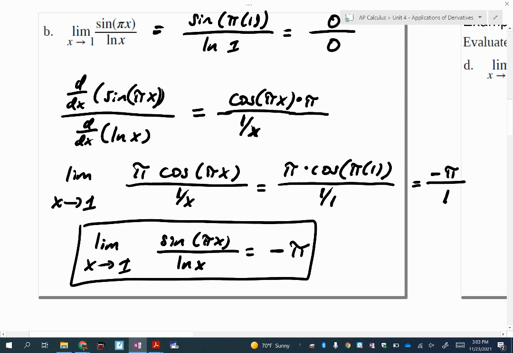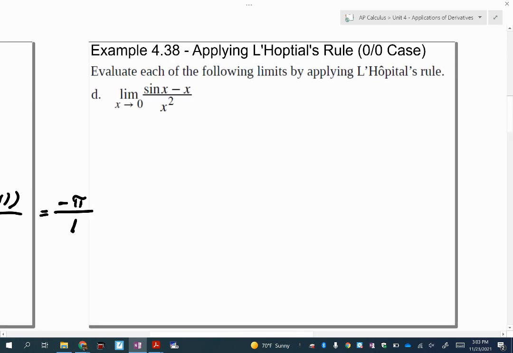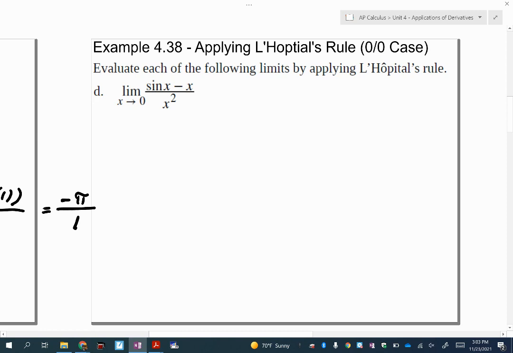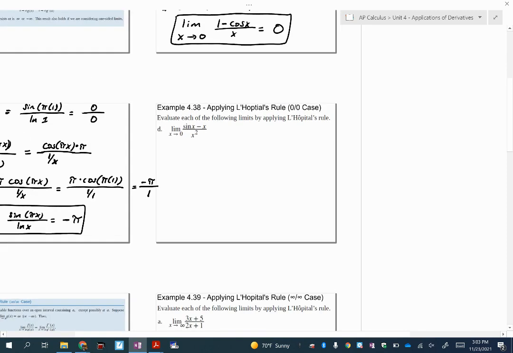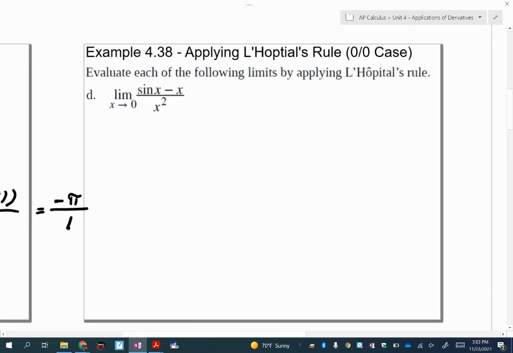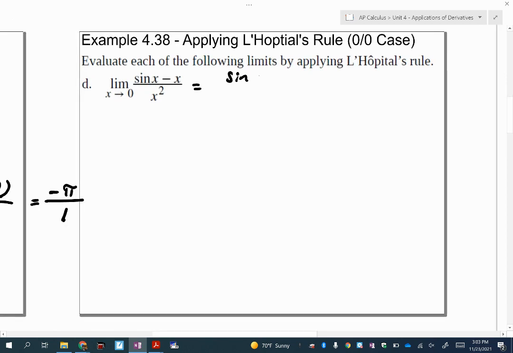Okay, let's do one more similar to this. In this one, we have the limit as x approaches 0 of sine of x minus x over x squared. I'm going to plug in 0. So sine of 0 minus 0 over 0 squared. Well, sine of 0 is 0, we know that. 0 minus 0, 0 squared is 0. So that's all 0 over 0.